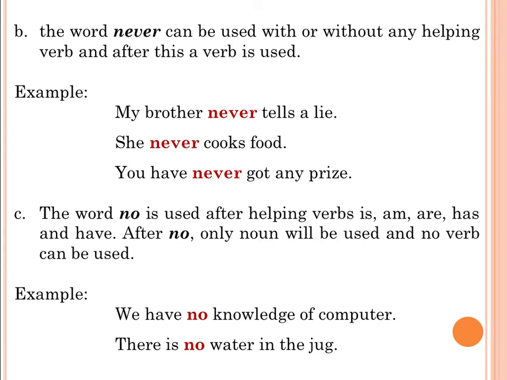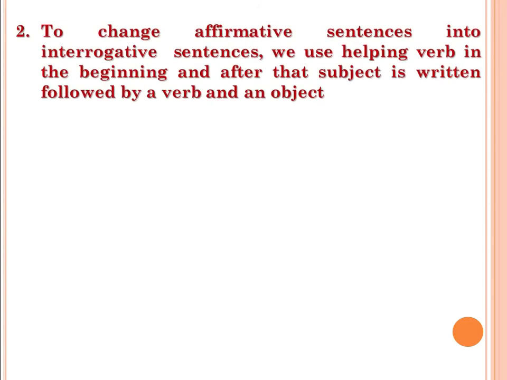Let's see the second type, in which we are changing affirmative sentences into interrogative sentences. To change affirmative sentences into interrogative sentences, we use a helping verb in the beginning, and after that the subject is written, followed by a verb and an object. Means if we want to change any affirmative sentence into an interrogative sentence, we have to be very careful that we are using the helping verb in the beginning, and after that the subject is used, and then the other parts of the sentence. Let's see the example first of all.